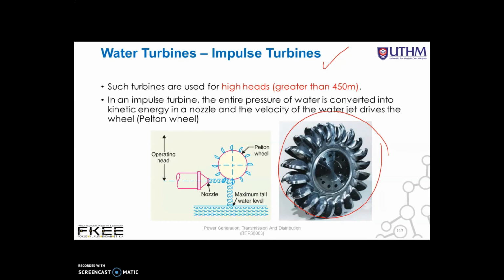Such turbines are used for high heads, which is greater than 450 meters. In an impulse turbine, the entire pressure of water is converted into kinetic energy in a nozzle, and the velocity of the water jet drives the wheel, which is the Pelton wheel.